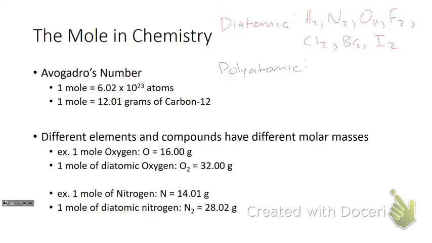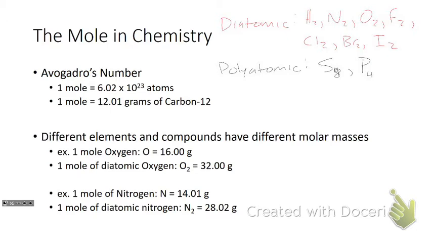we have two. Joanna, could you tell me one? S8. S8, yeah, for sure. Tanner, and what's the other one? Was it P4? Yeah, you bet. P4, good. S8. Excellent. Okay, so we have 7 diatomic and then 2 polyatomic.